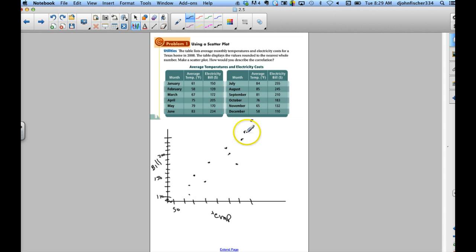Now the points aren't the nicest points in the world here, but they kind of give you the point of what we're looking at. And it says, how would you make your conclusion? Well, I can look at this. This is a positive correlation. It's going up to the right. And actually, I think it's a pretty strong positive correlation. The more the temperature goes up, the more the electricity bill goes up. So this is a strong positive correlation.